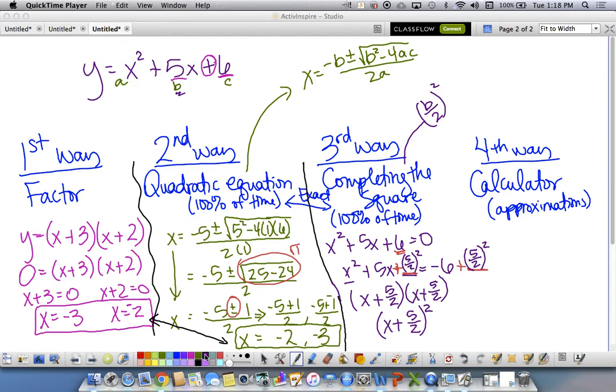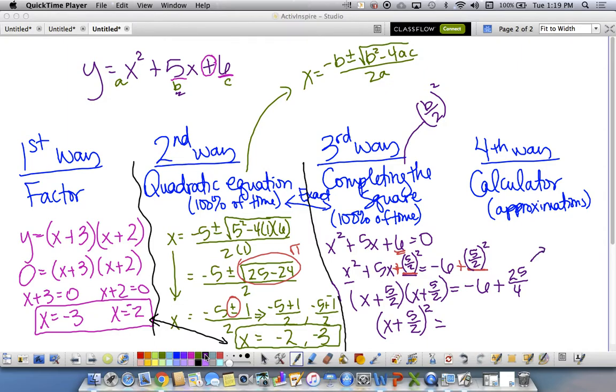Now, I haven't really dealt with the right side very much. Well, I need to, don't I? Because now I need this to actually be a number. Negative 6 plus 25 fourths. How much is 25 fourths? I need to have common denominators. I'm pretty sure 25 fourths is 6 and 1/4. So what is negative 6?